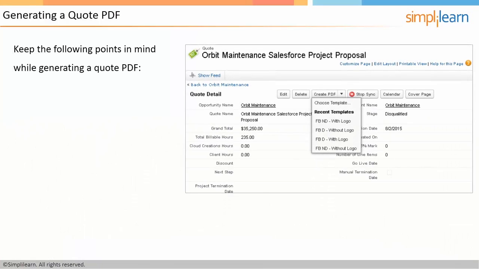For this next lesson, we're going to talk about actually generating that quote PDF from the quote record. So there's a few things to keep in mind. First, you can generate a PDF directly from the quote record. You can't do it from the opportunity record. It's got to be from the quote record.